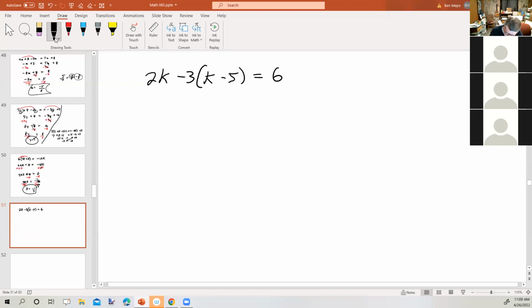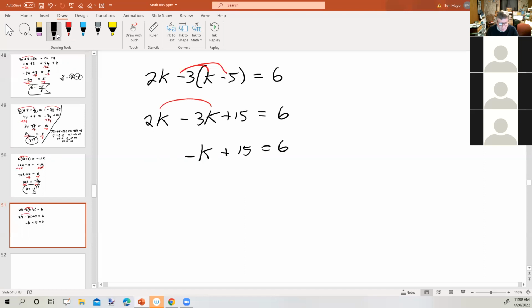Simplifying each side of the equation, we get 2k, and then minus 3 times k is minus 3k, and minus 3 times minus 5 is plus 15 equals 6. So we distribute. Then combining like terms, 2k minus 3k is negative 1k plus 15 equals 6.